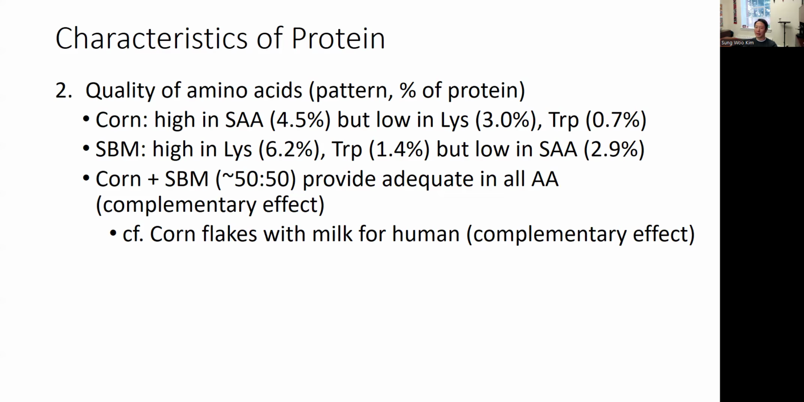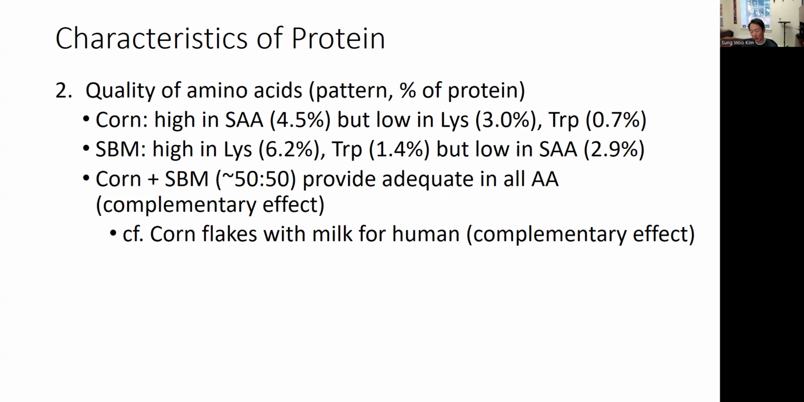Right here, I am comparing corn versus soybean meal. So SBM is an acronym of soybean meal. We talked about soybean meal in the previous slide. In the case of corn, if you look at the amino acid composition, not the amount, but the composition, the percentage, corn has high sulfur containing amino acids in its protein compared to soybean meal.